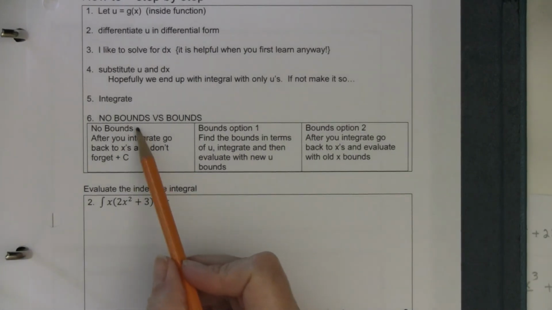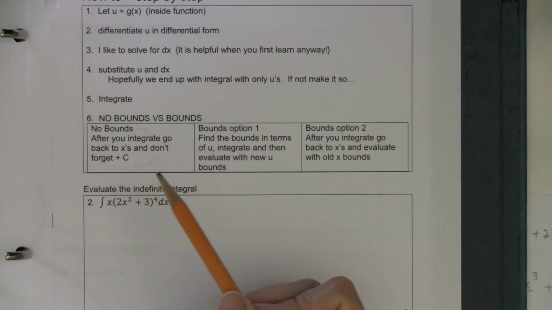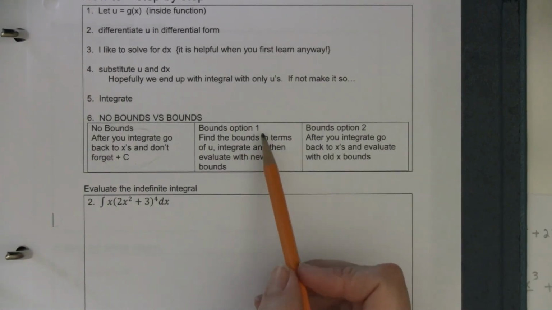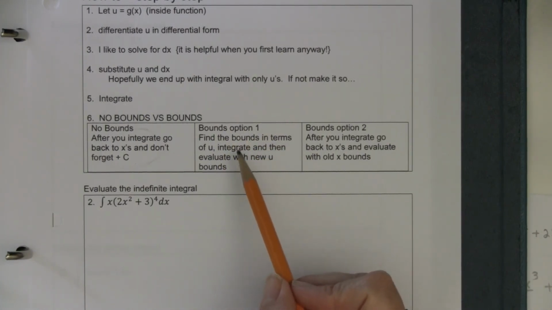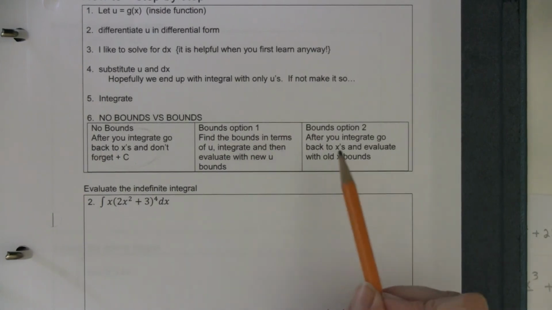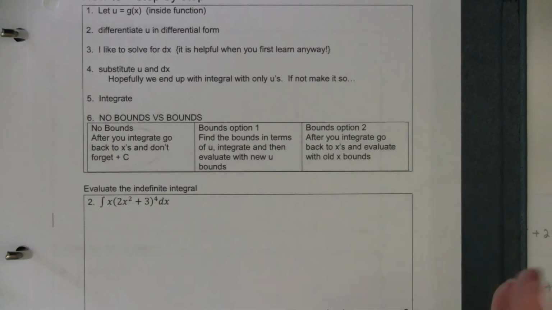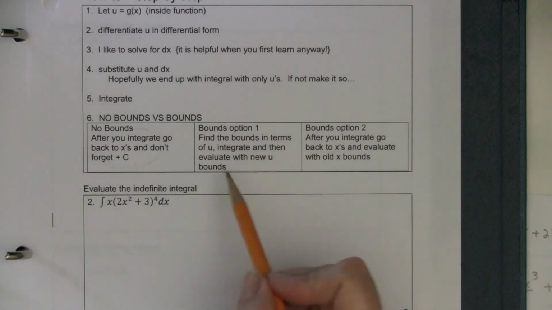And if you have no bounds, then you want to make sure that you go back to x's, and don't forget to put your plus c, because you're finding the general antiderivative, the general indefinite integral, right? If you have bounds, you have two options. You have the option of making your new bounds, making the bounds go with u, or going back to x and then using their original bounds for x. So using your old bounds. Making new bounds or using old bounds should give you the same answer no matter which one you choose. And so usually I use option 1.